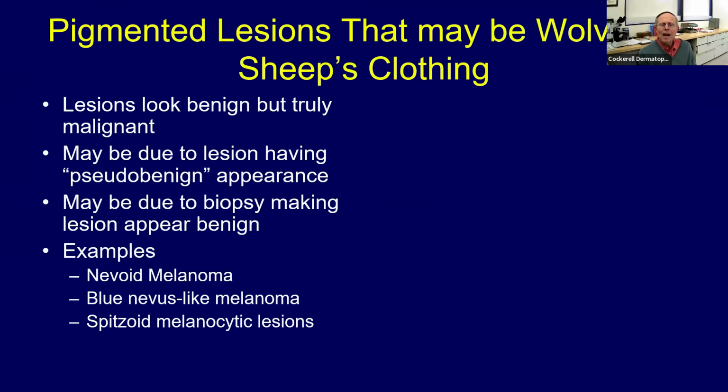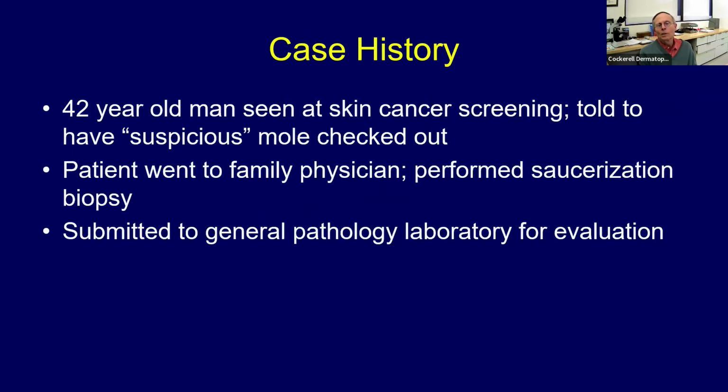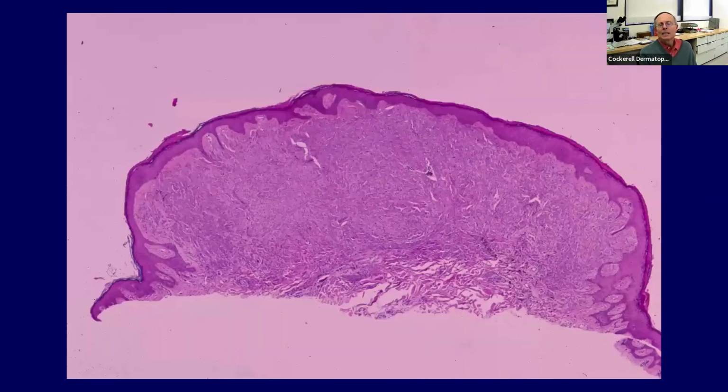So let's now look at the opposite side of the coin, where lesions look benign, but they're really malignant. And these are the ones we get more concerned about. Again, this was a 42-year-old man seen in skin cancer screening for a suspicious mole. He went to the family physician. They did a saucerization biopsy, and this is what it looked like.